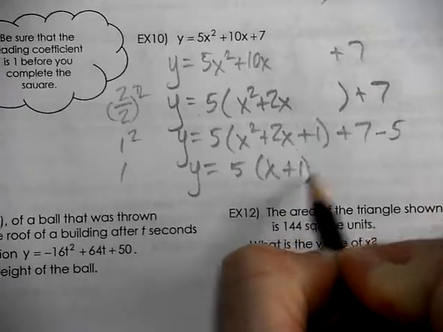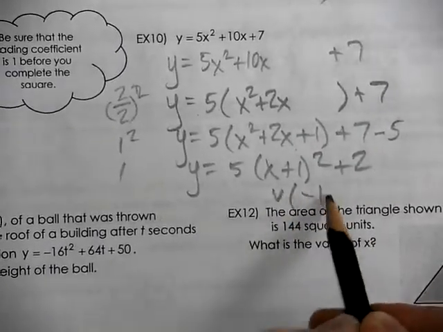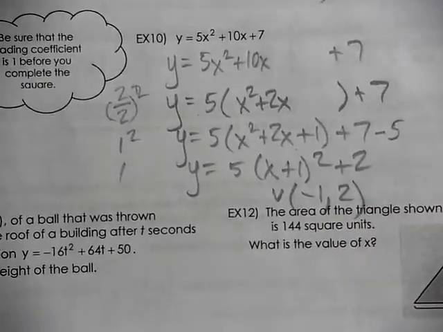And this is x plus 1 squared plus 2. So my vertex is negative 1, comma 2.